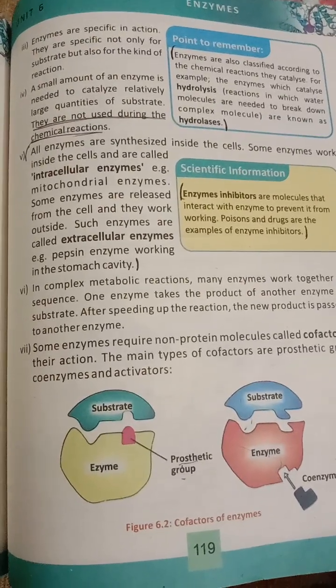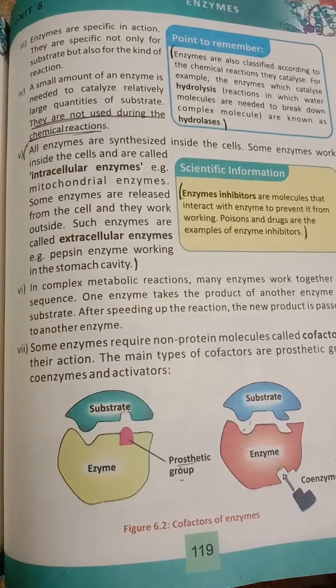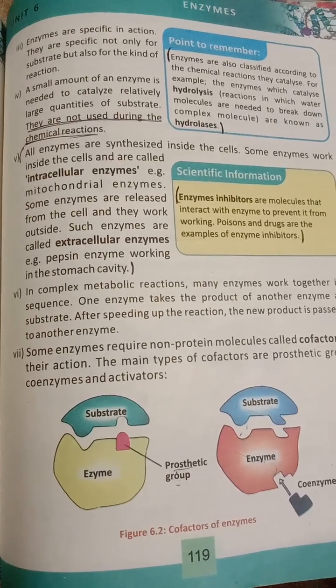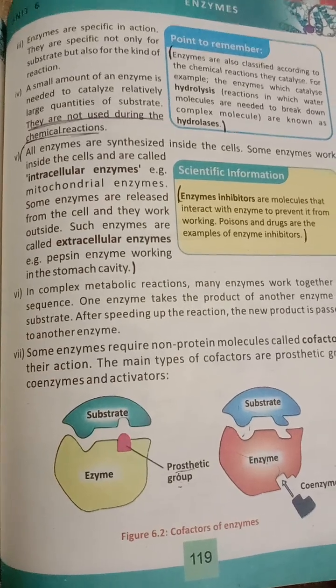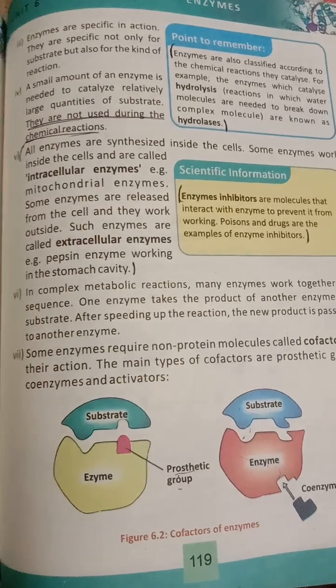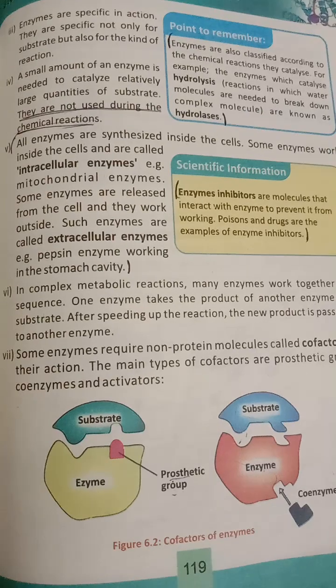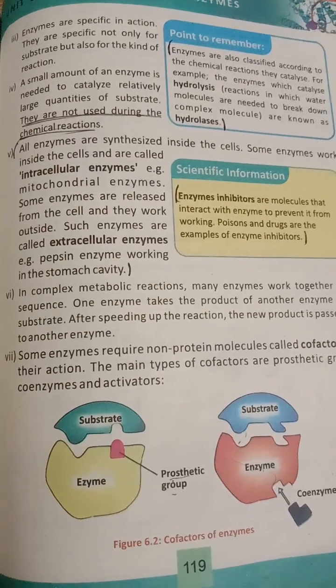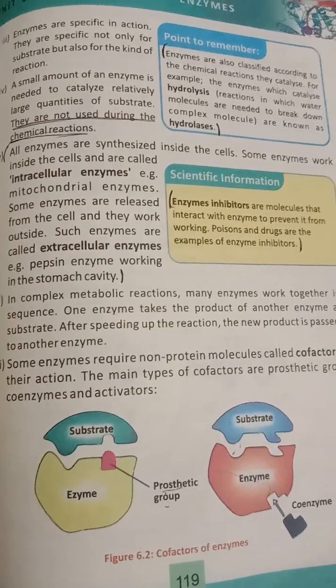Some enzymes are released from the cell and they work outside. It means some enzymes are synthesized in the cell, the cell releases them, and they work outside the cell. So these enzymes are called extracellular enzymes. For example, the pepsin enzyme working in the stomach cavity.